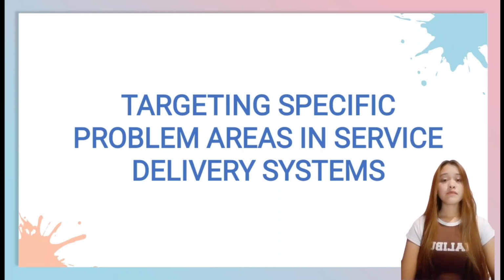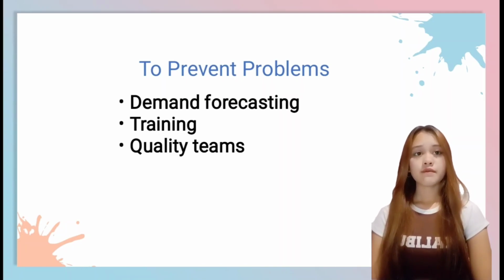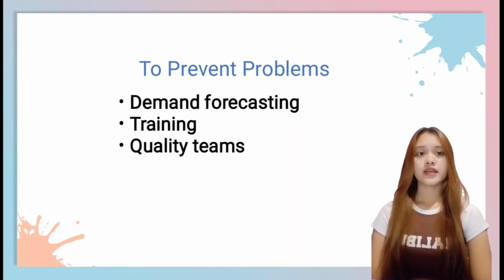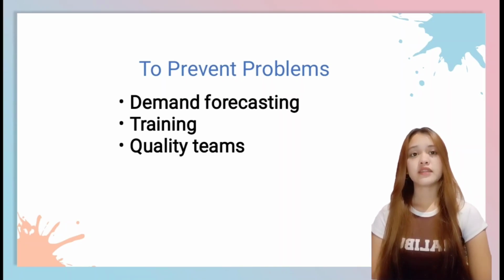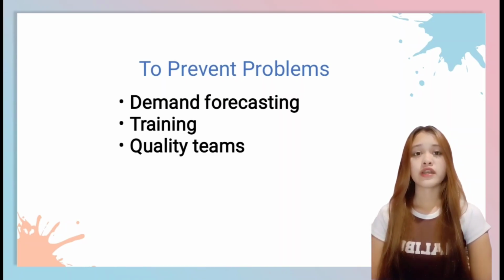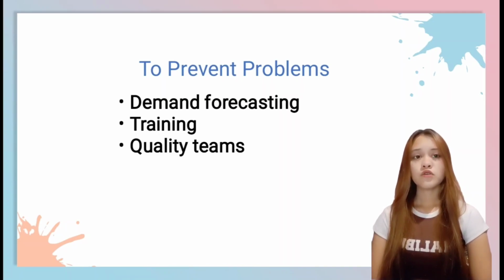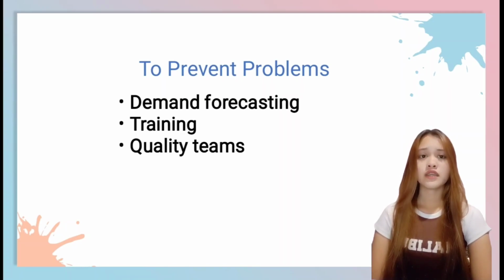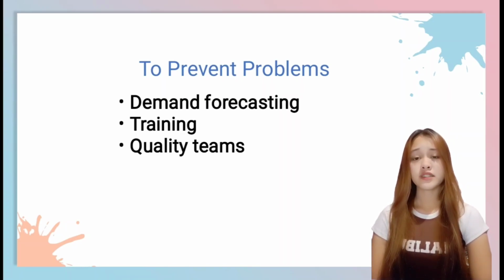Targeting specific problem areas in the service delivery system. To prevent problems, the first thing we need to do is demand forecasting. Demand forecasts often lack sufficient historical sales data for analysis, especially when it comes to newer products. Therefore, forecasting a new product is complex and causes problems, for example, in inventory management, which leads to higher inventory costs.